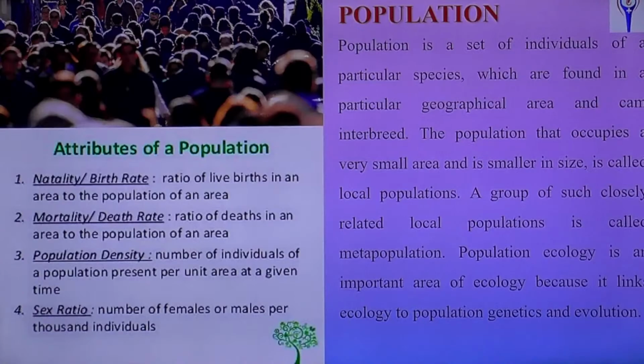சரி, we'll see some attributes of population. Population வந்து எப்படி வச்சு நம்ம கண்டுபிடிக்கிறோம் அப்படின்னு பார்ப்போம். ஃபர்ஸ்ட் நட்டாலிட்டி ஆர் பர்த் ரேட். இப்போ ஒரு ஏரியாவில் எவ்வளோ பர்த் ஆகுறாங்கன்னு we can calculate. அந்த பர்த் ரேட் எவ்வளோ பர்சன்ட் பர்த் ஆகுறாங்க, divided by the total population in the current area, we can find birth rate.